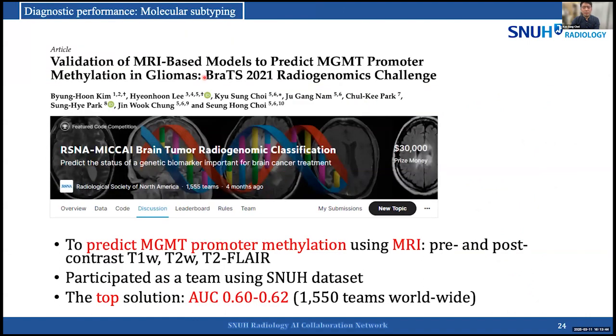For molecular subtyping, I'd like to share the results of the RSNA 2021 Brain Tumor AI Challenge. The goal of the challenge was to predict MGMT promoter methylation in gliomas using 4 different structural MRI sequences, namely pre- and post-contrast T1 weighted, T2 weighted, and T2 FLAIR sequences. However, the top solutions showed an AUROC of 0.62, which is quite discouraging.